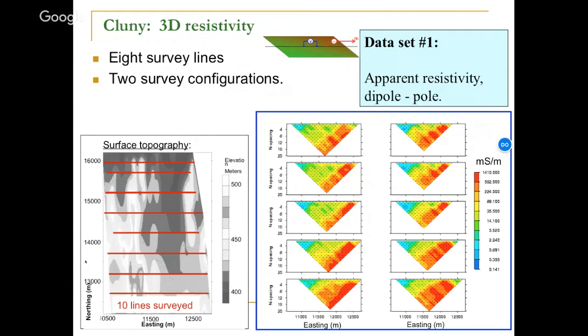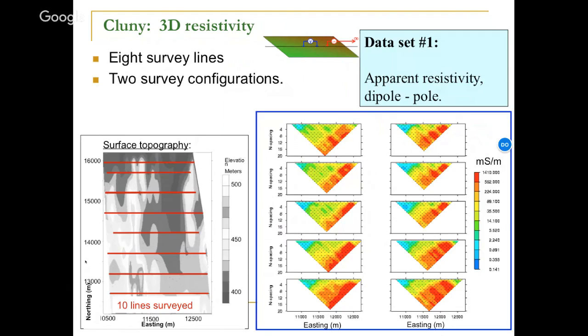Red indicates low resistivity or high conductivity. And so you can see that there is some stuff happening here as I go through these different lines. There's some red things here, right? So it's telling you something, but that doesn't give you a geologic picture.